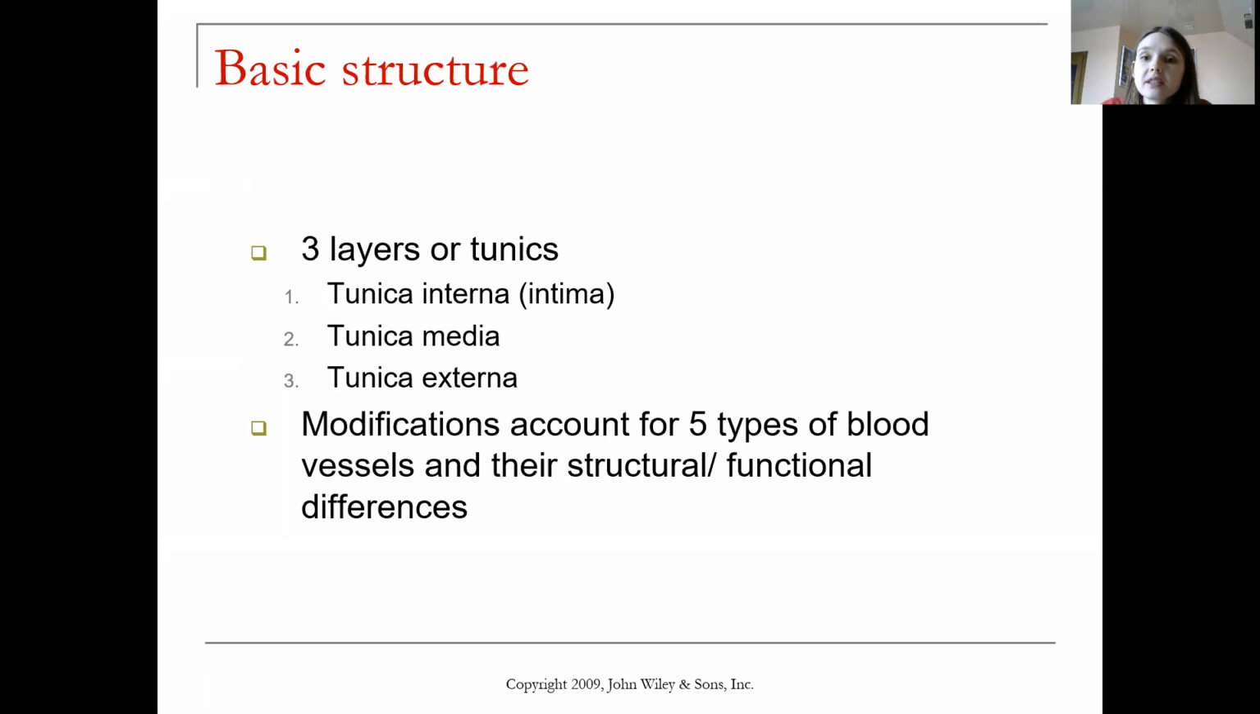All of these vessels generally consist of three layers or tunics: tunica interna or intima, tunica media, which will mainly be represented by the muscle layer of smooth muscles, and tunica externa, which is going to be represented by the elastic fibers or collagen fibers. Modifications account for the five types of blood vessels and their structural and functional differences. It means that the arteries to some extent will be different from the veins in their structure, which we are going to discuss a little bit later.